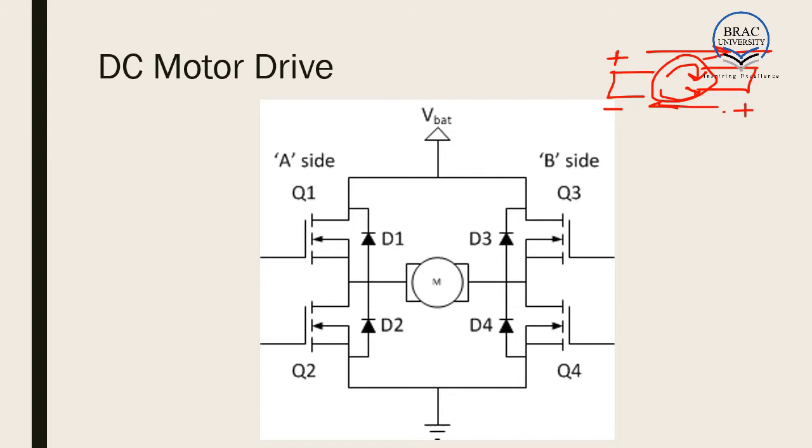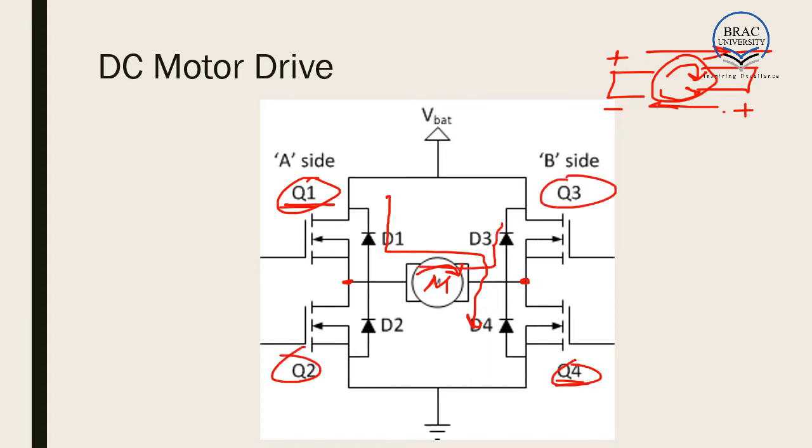What it does is, see, this end here is the motor. It is connected to the middle point between two MOSFETs. Now when we switch on MOSFETs Q1 and Q4, what happens? Current flows in this direction. As a result, the motor rotates in one direction. And again, if we switch these two off and we switch on Q3 and Q2, the current flows in this direction, and as a result, the motor rotates in the opposite direction.